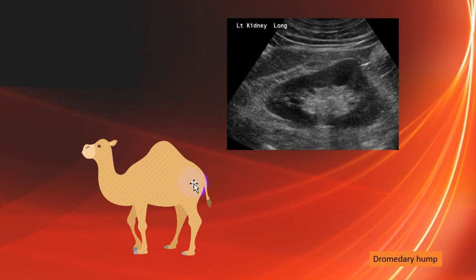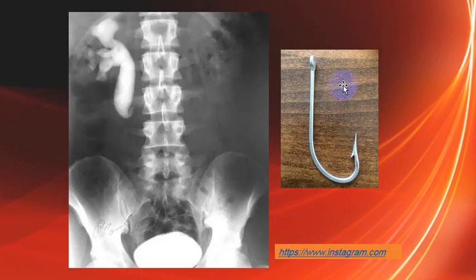Here a patient with dromedary hump or splenic hump, and this is a normal variant. And here a patient with fish hook sign, retrocaval ureter, and we see the ureter is posterior to the IVC with hook appearance and dilatation.